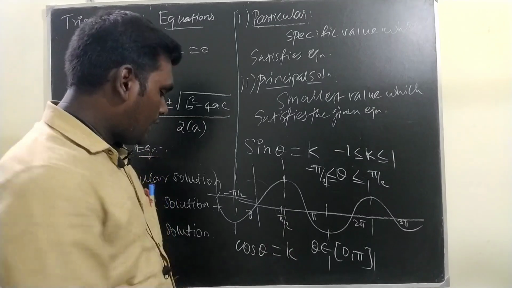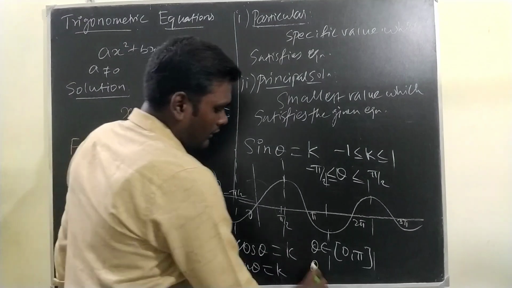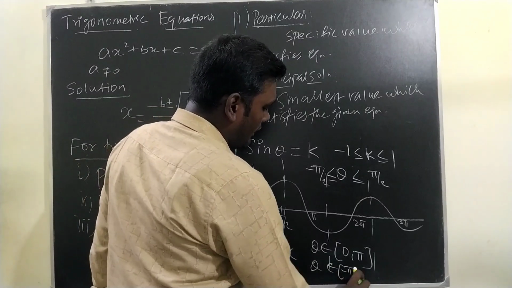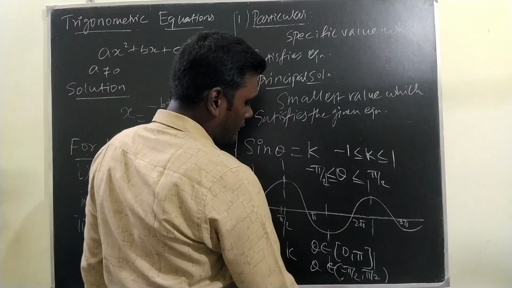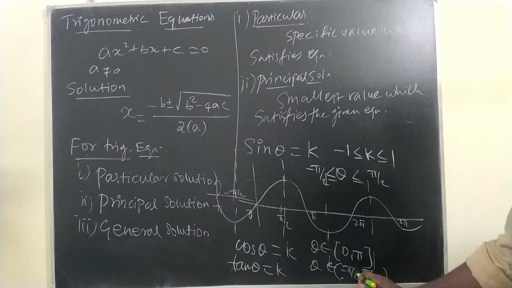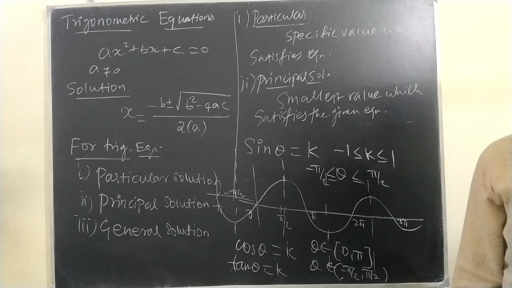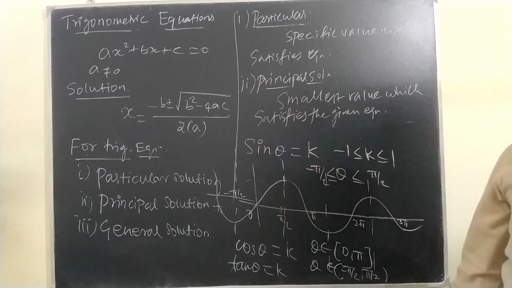And for tan theta, the theta will belong to the same interval, minus pi by 2 to plus pi by 2, but both pi by 2 are not included. Why? Because tan theta is not defined when theta equals pi by 2. That is why. Got it? So this is about the principal solution.